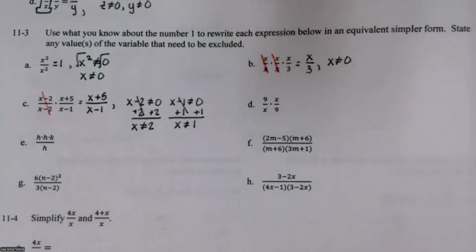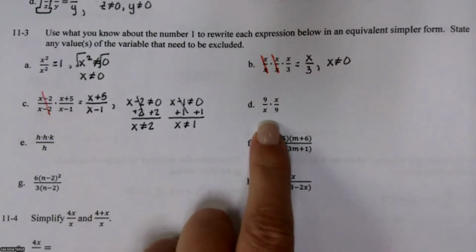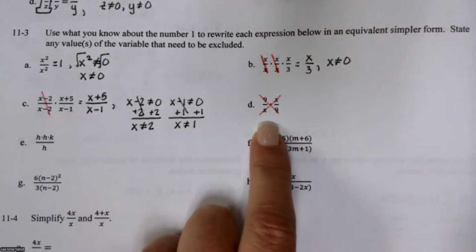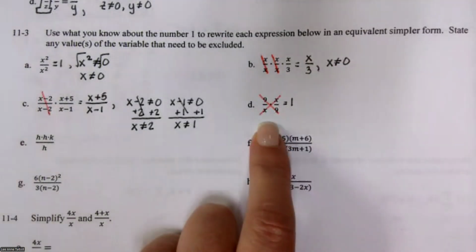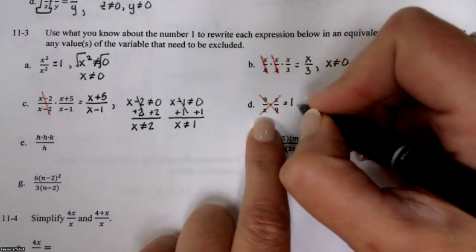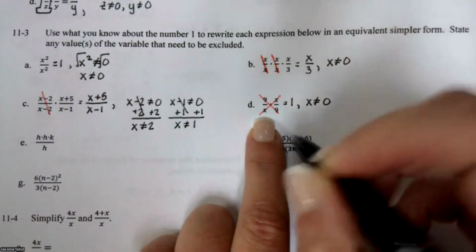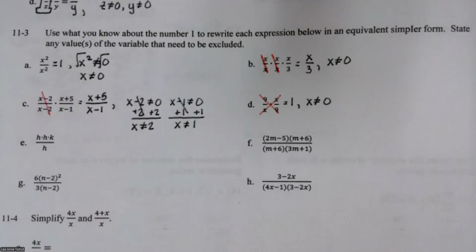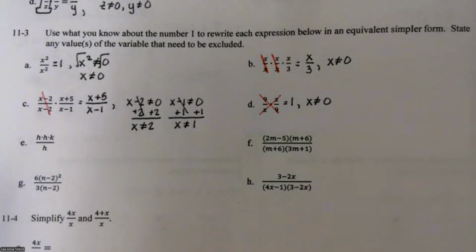Okay, anyway, D. D is to reassure you that you can cancel across. And then there's an X on the bottom in the original problem, so X cannot equal 0. Don't put nine. Nope, because 9 will never equal 0. You only have to worry about variables.